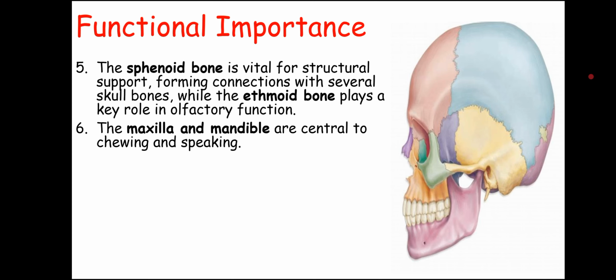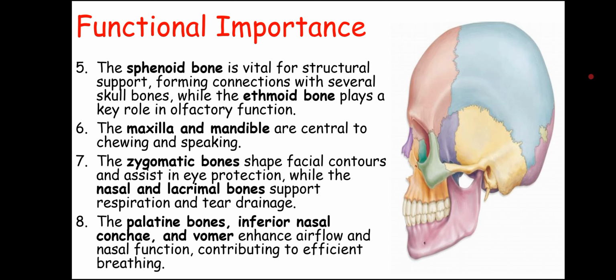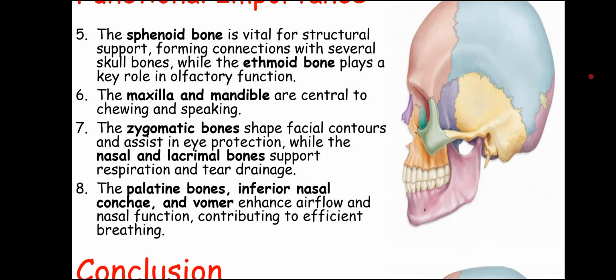Next we have maxilla and mandible that are central to chewing and speaking. And next we have zygomatic bone that shapes facial contour and assists in eye protection, while the nasal and lacrimal bones support respiration and tear drainage. Then we have palatine bone, inferior nasal conchae, and vomer that enhance airflow and nasal function, contributing to efficient breathing.